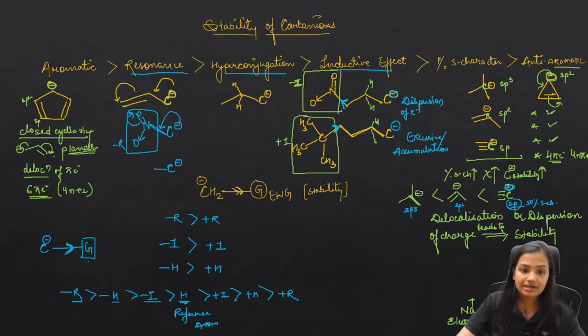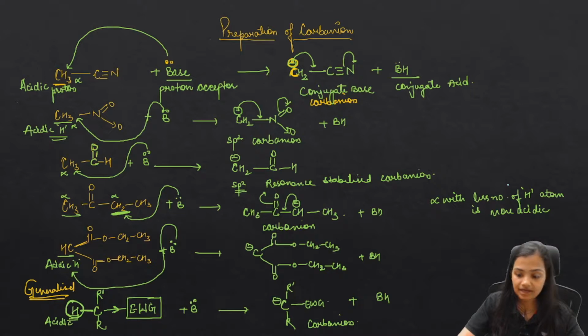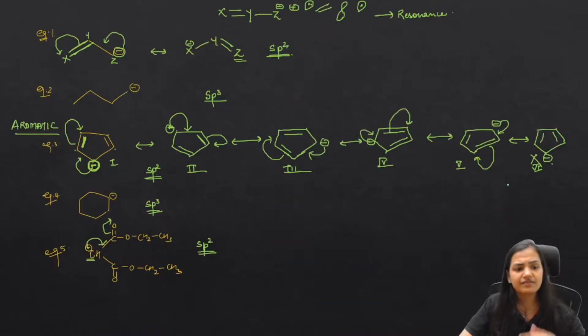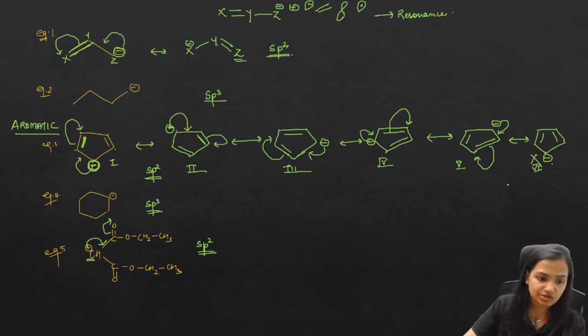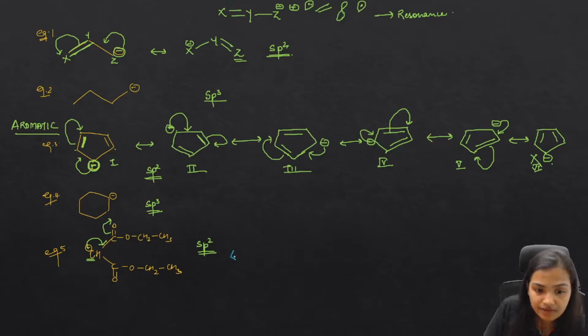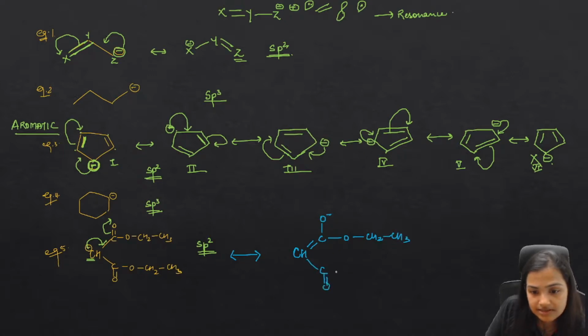And guys, there is one more thing that I would like to tell you. Whenever you draw any carbanion structure, just like here in the case of example number 5, we have a carbanion. If you draw its resonating structure, you will find that we have CH double bond C, and this will become O negative. This will be O, CH2, CH3, and this will remain as it is, C O, CH2, CH3. So these two are the resonating structures.